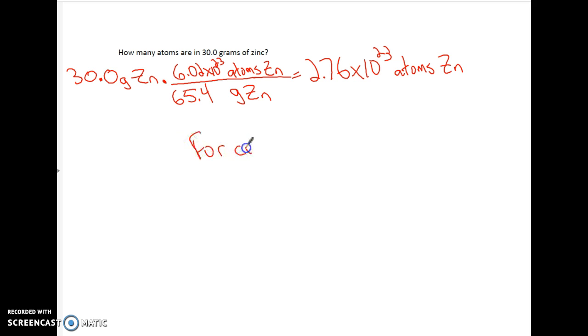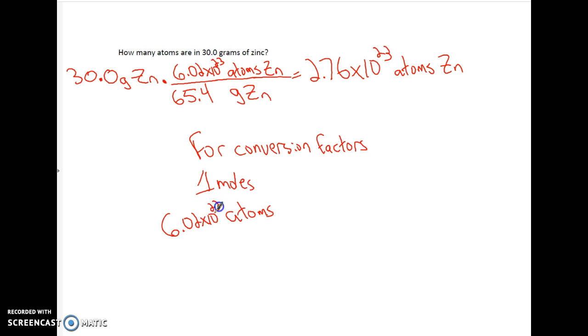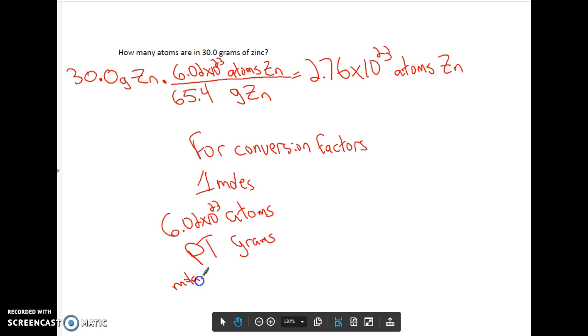So remember, for conversion factors, we're working with three different things at this point. You have moles, and it's always 1 mole in the conversion factor. We are working with atoms. It's always 6.02 times 10 to the 23rd. And we are working with grams, and that's always from the periodic table. It is the molar mass. They are the three variables that we have right now.